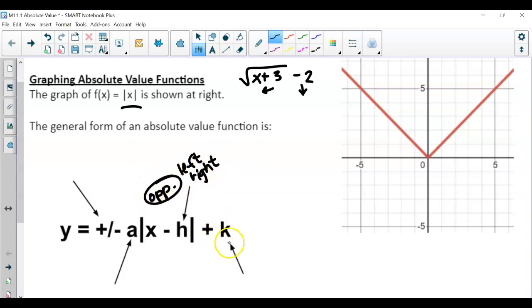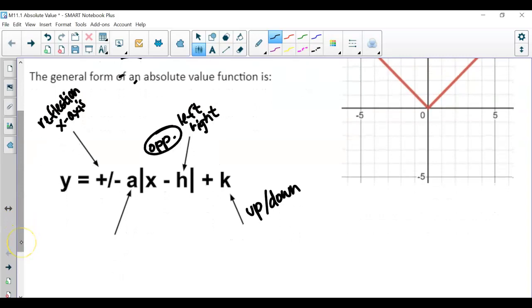Then that k value outside that's being added or subtracted, just like the radical, is going to represent the up and down, our vertical shift. Then here we could have positive or negative. So again, if it's negative, that's going to represent the reflection, but now over the x-axis, just like before. Now, a here is where we're going to start looking at the slope.